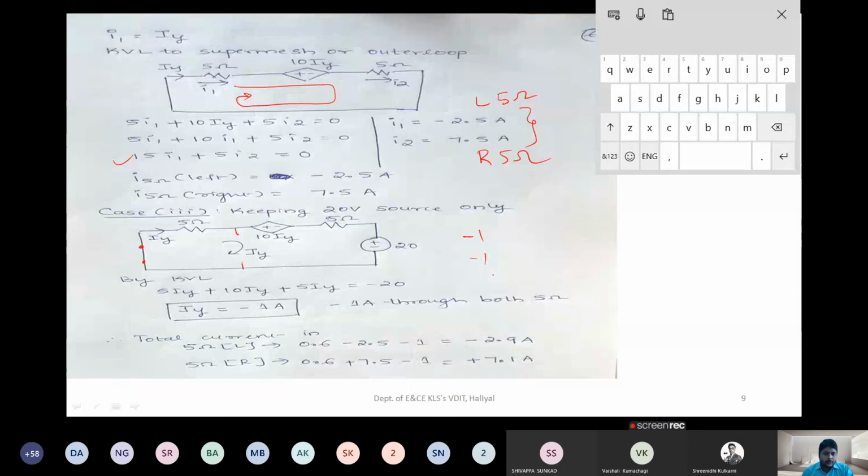Next, what you have to do? You have to use both results: the current through the left side 5 ohm resistor and the current through the right side 5 ohm resistor. You have to sum all the results.